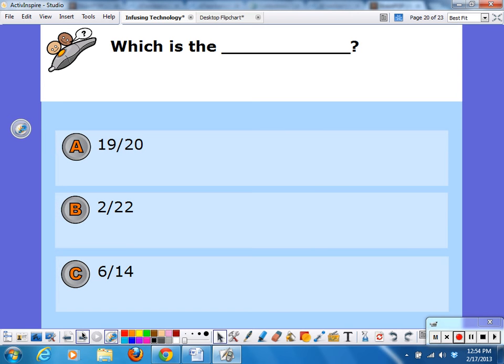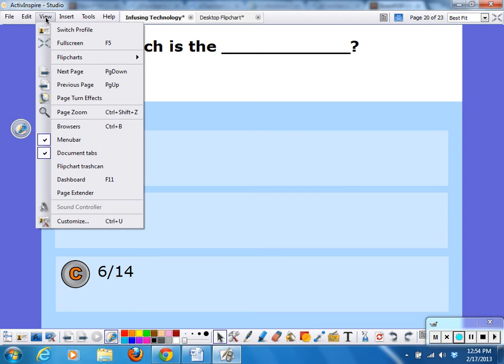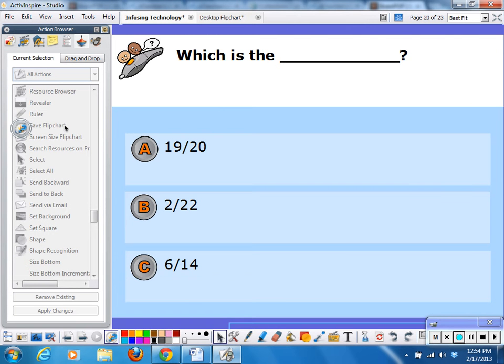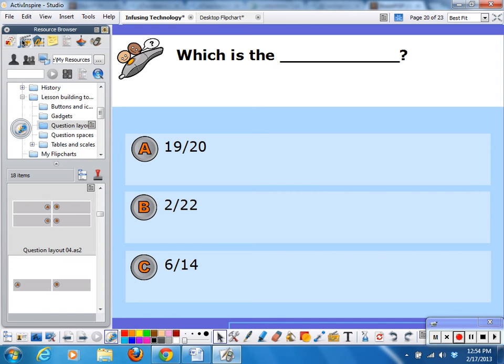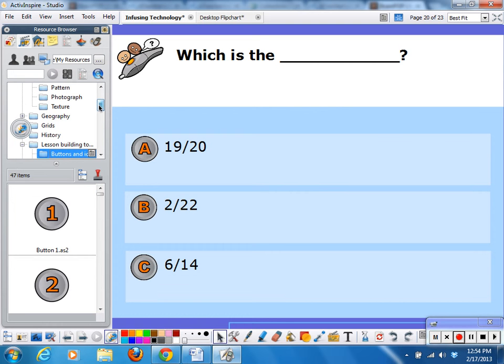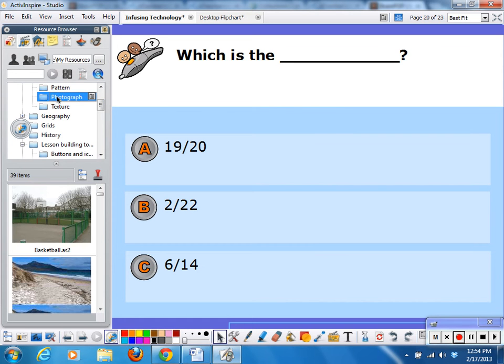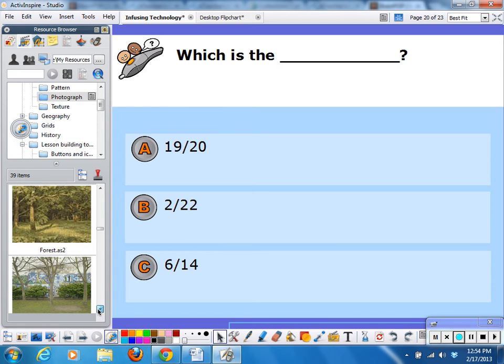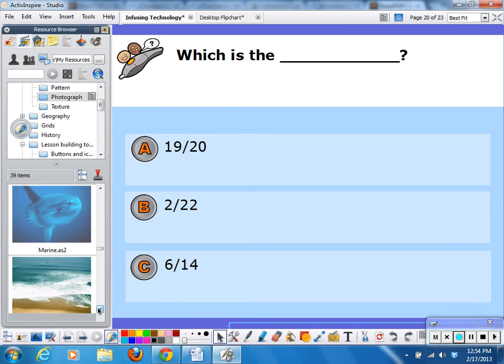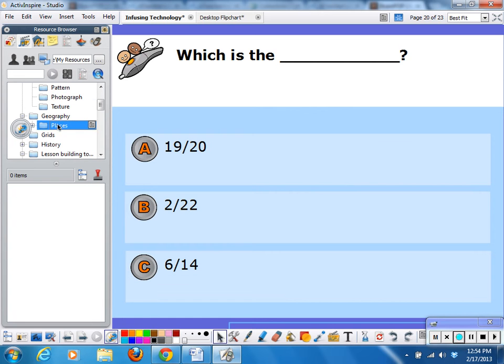Pre-made, knew what I was going to do ahead of time, used some templates that came in one of the resource packs. As a matter of fact, since I keep talking about those, if you go to View and go to Browsers, and go to this one right here that looks like the old movie time thing, here are the different things that I have downloaded. If I click on it, I can then see what are some pictures that I could use in some of my flip charts.